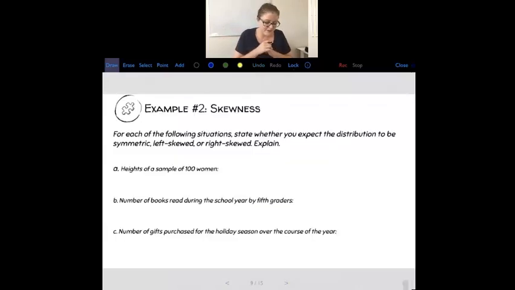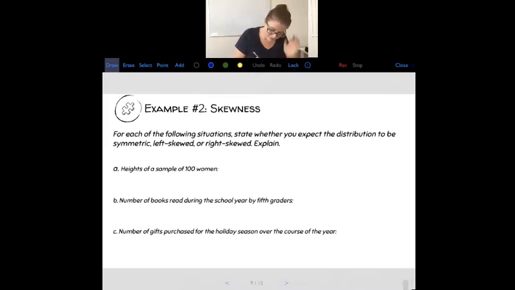So some scenarios. For each of the following situations, state whether you expect the distribution to be symmetric, left skewed, or right skewed. What I like to do for these ones is draw the three possibilities, either symmetric, left skewed, or right skewed, and then think about it in terms of outliers or where the tail would be or what the graph means.